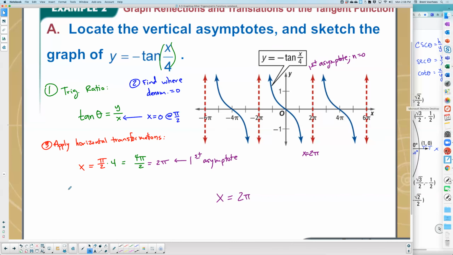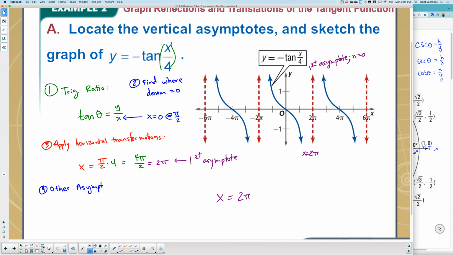Now, how did I write out step 4? What did I call it? Other asymptotes? Is that what I wrote? Yeah. Other asymptotes. Okay, so how you do this one is you're going to take pi, and if there's a b value, you do the opposite of it because, again, it's a liar. B is the one that's connected to x. It either multiplies or divides by x. It doesn't add it. It doesn't subtract it. That's C. B either multiplies or divides the x.